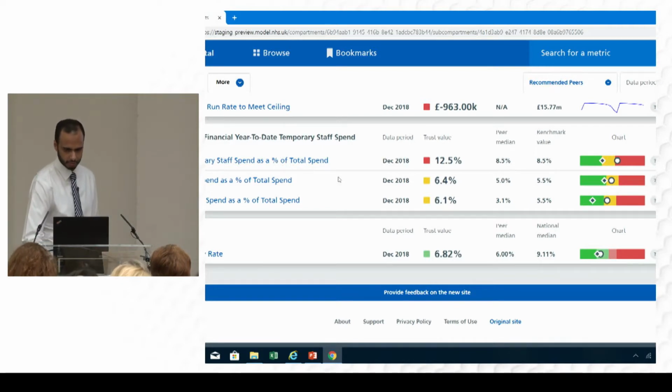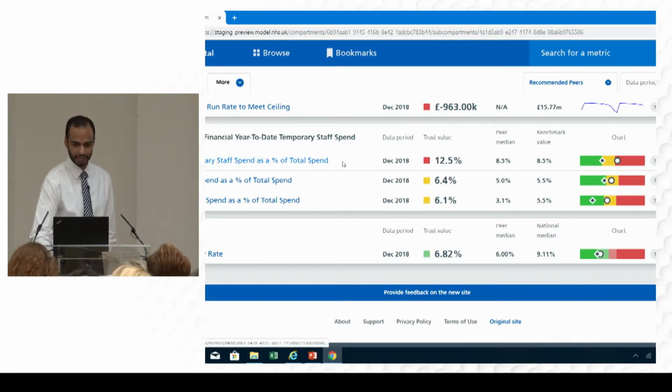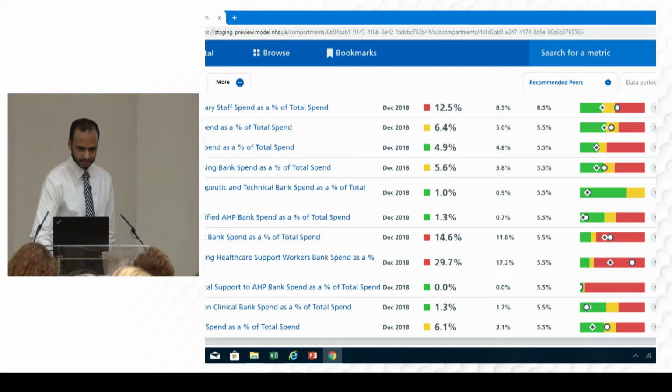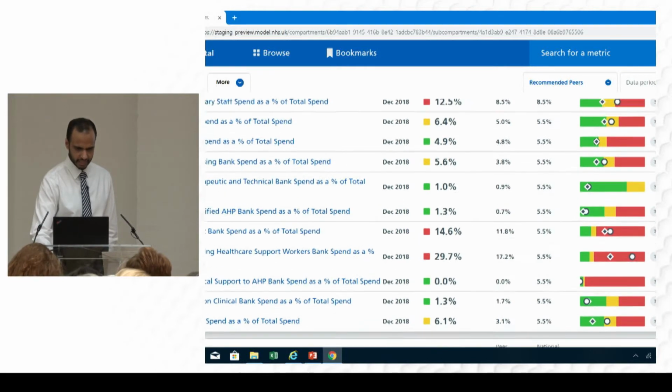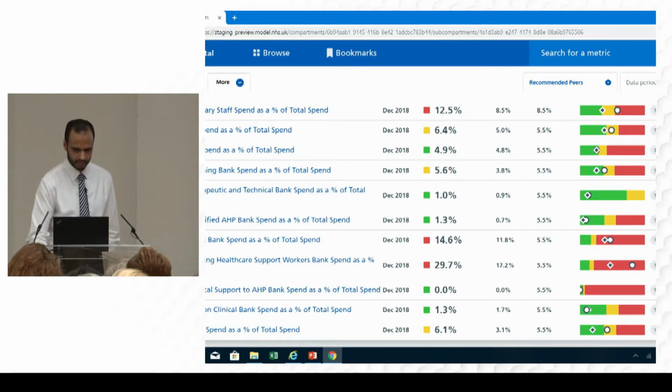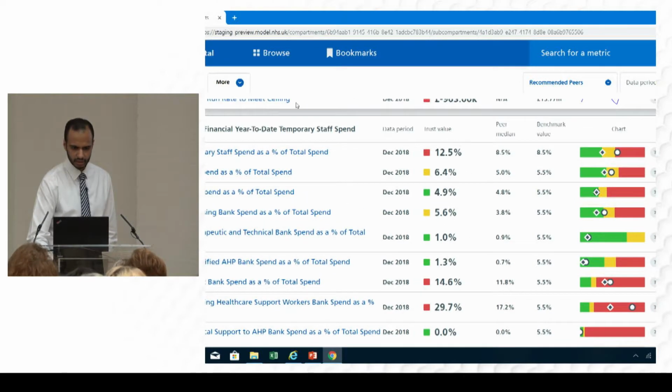and looking at how your costs look compared to your total in terms of bank and agency, split by staff group as well. So these all come from the financial returns rather than the agency, the weekly agency shift data. But you can see you've got your nursing data split out there as well as other staff groups.